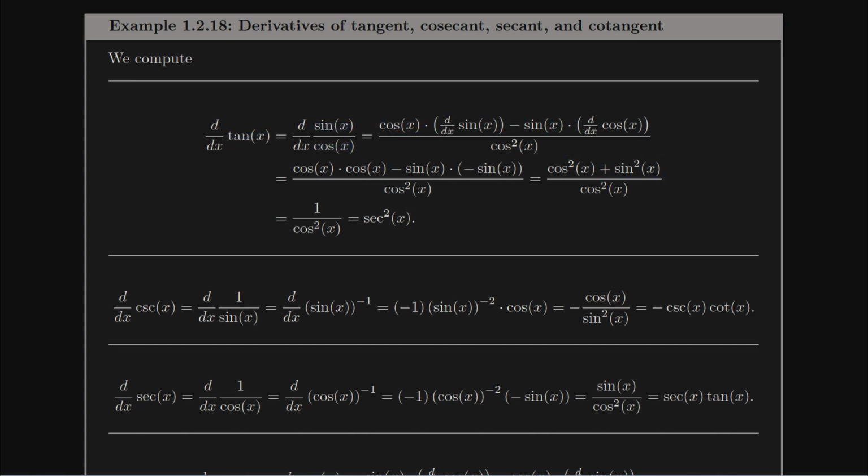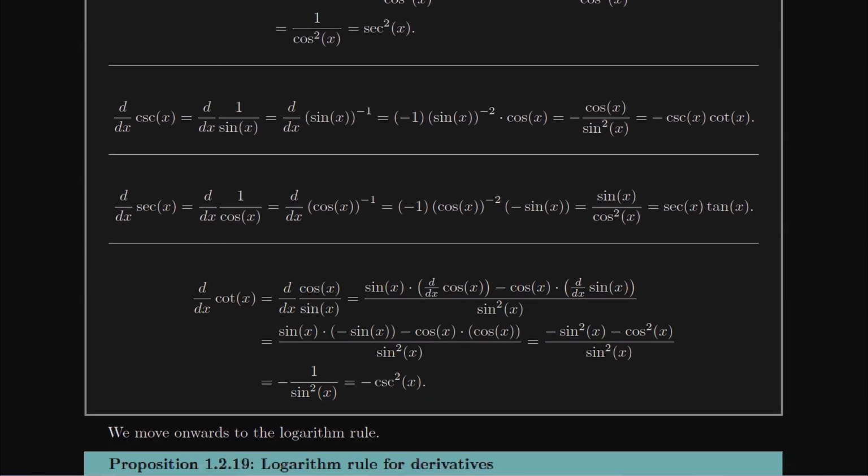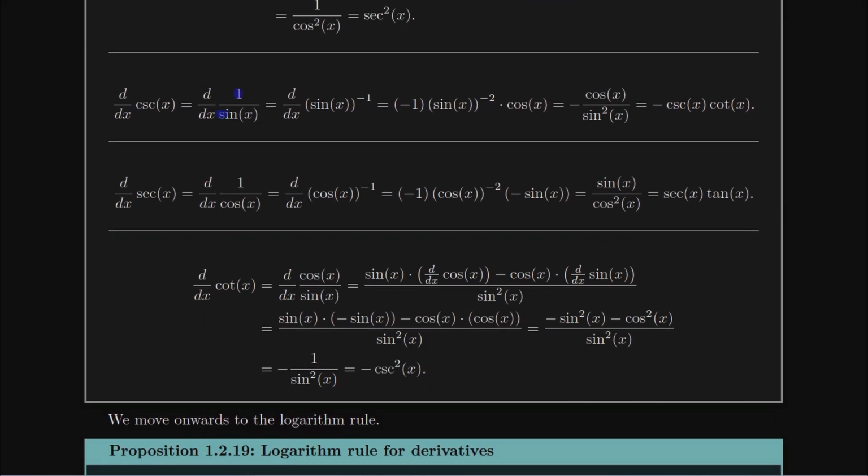Cosine squared plus sine squared. This is kind of the one trig identity I really need you to memorize. This is always equal to 1. That's called the Pythagorean identity. And because that's always equal to 1, we just end up with 1 over cosine squared, also known as secant squared, for tangent. Derivative of cosecant is just by definition 1 divided by sine.